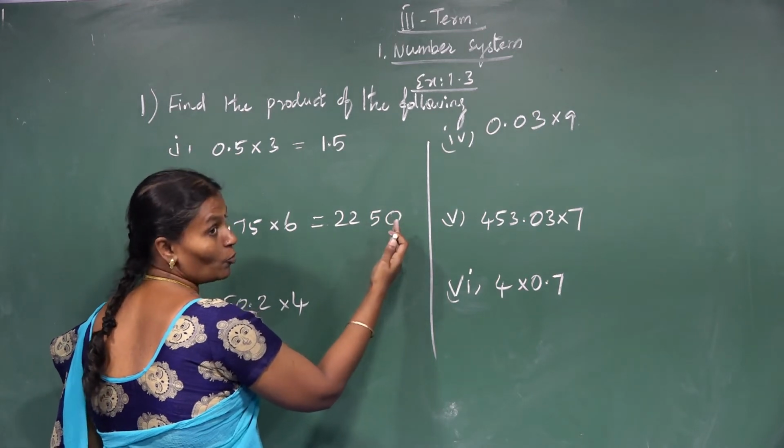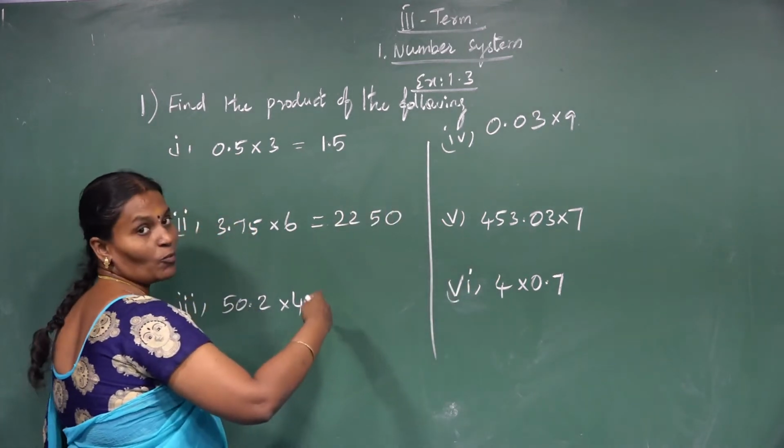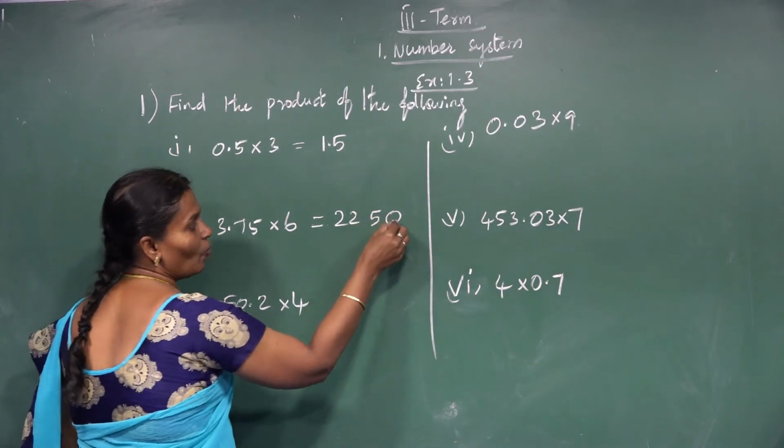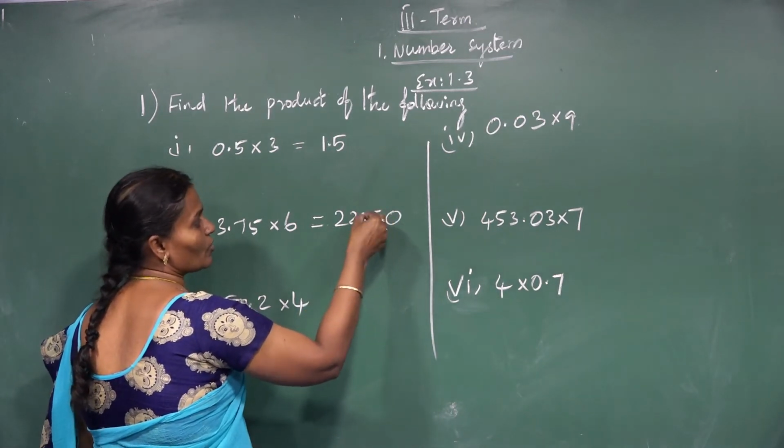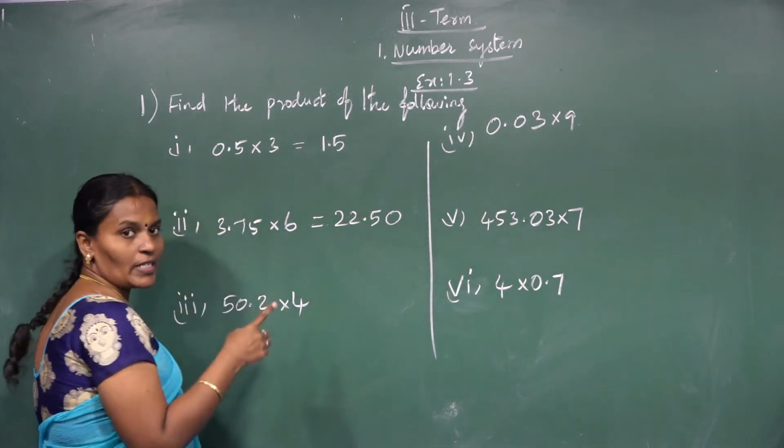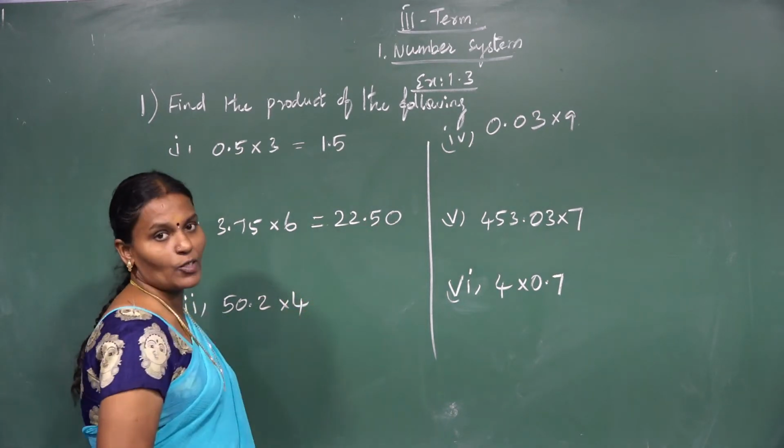So you put the decimal point here after 2 digits. So now we move from right to left. See, 1, 2. 2 digits. So you put the point here. So the answer is 22.50.